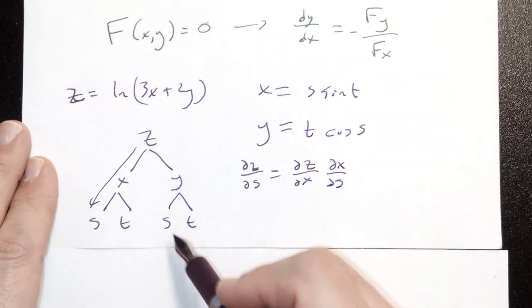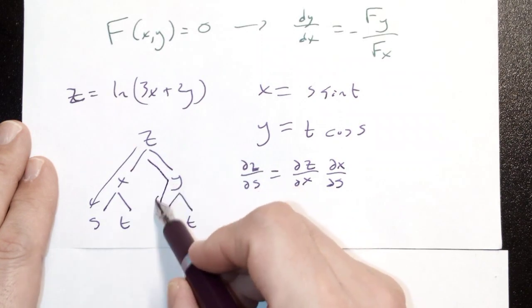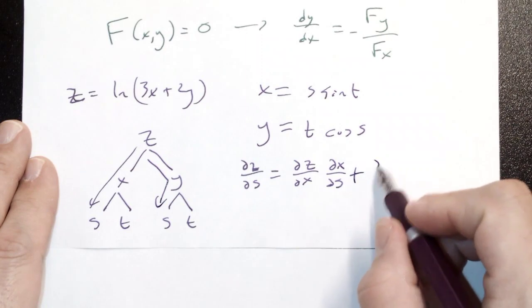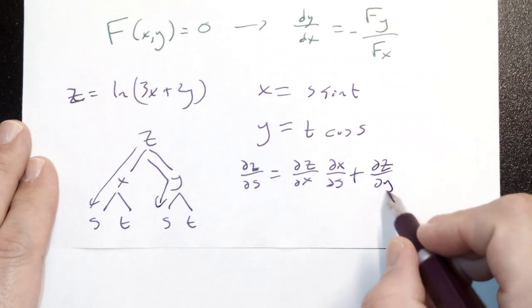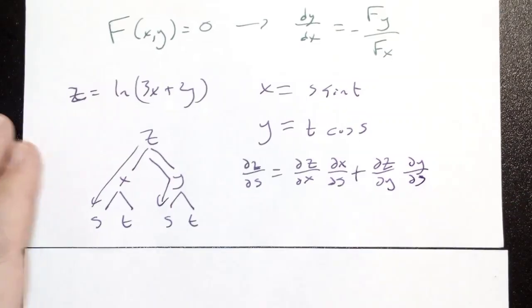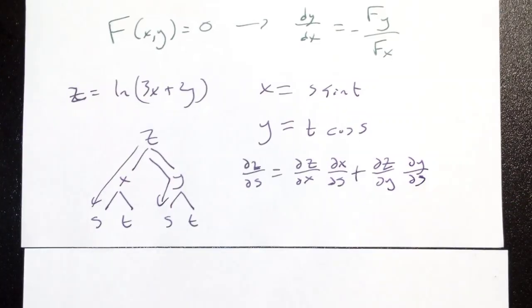And then I also have to get to this s down here. That means I go that way. And since I have to do both of them, I add them: from z to y, from y to s. Now I haven't actually calculated any of the derivatives, but now I know which ones I need to do.